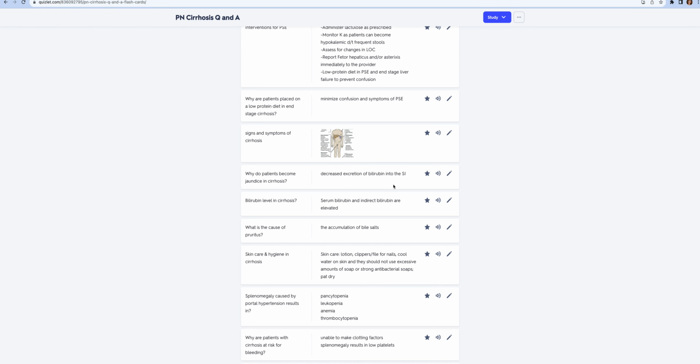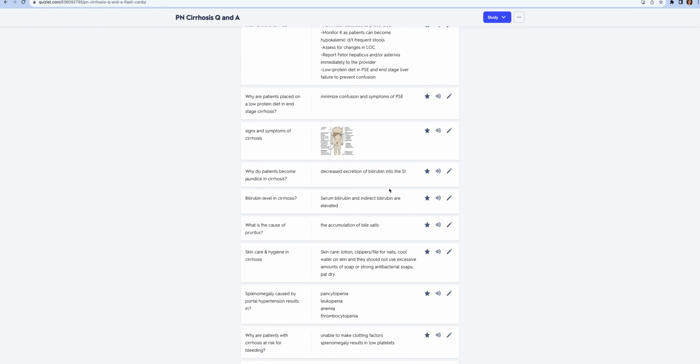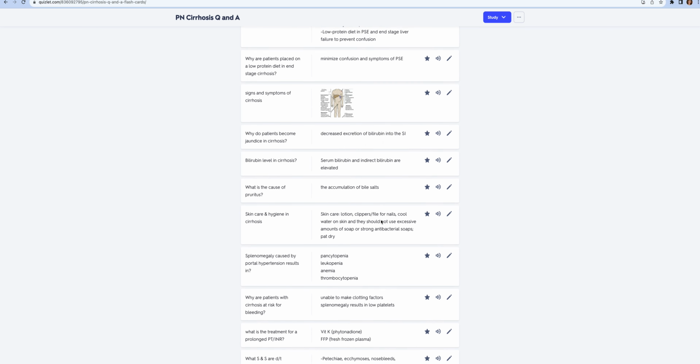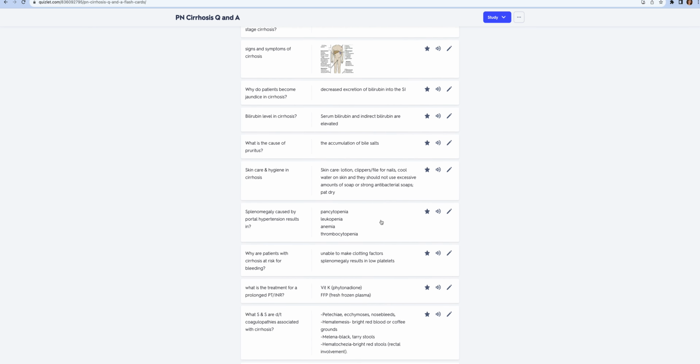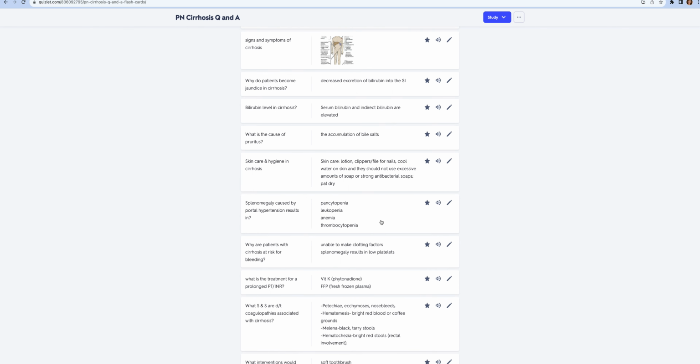All right, so I talked about that's why they have jaundice, because they have decreased excretion of bilirubin to the small intestine. The serum bilirubin is going to be elevated. They're going to have pruritus because of the accumulation of bile salts. What you need to remember is to never use hot water, use tepid water. Don't use strong soap, and then pat dry their skin.